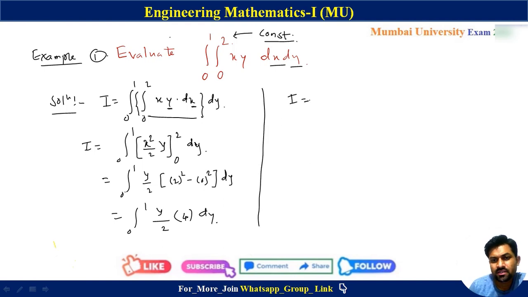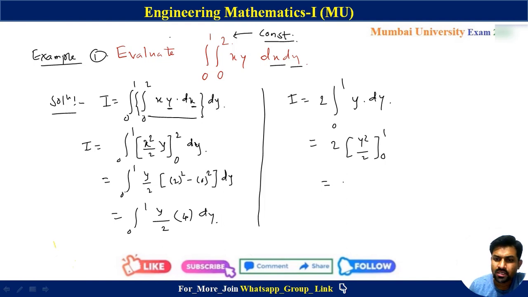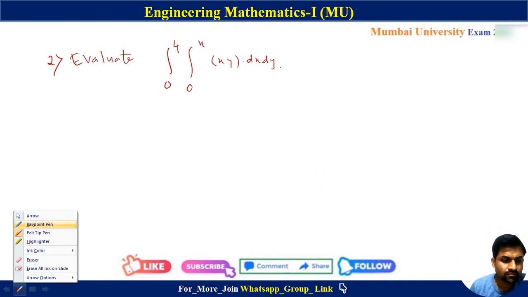Then this integration can be resolved again, 0 to 1. What is the constant part? 4 by 2 is simply 2, and last is y with respect to y. So 2, what is the integration? Again y square by 2. Then it is very simple to get cancelled, and upper limit minus lower limit. So 1 minus 0 becomes 1. So this is the integration value for this particular example.